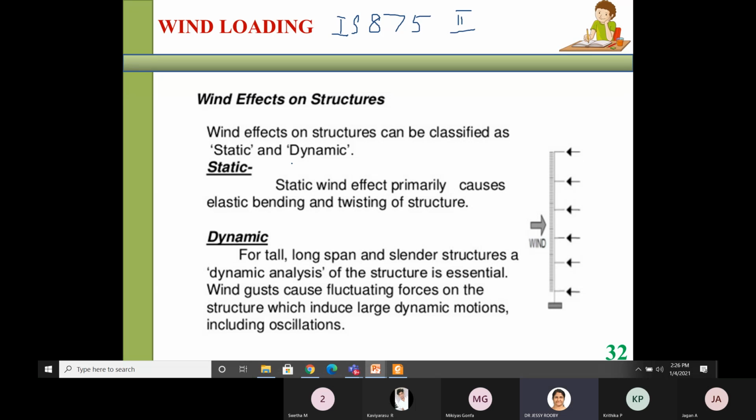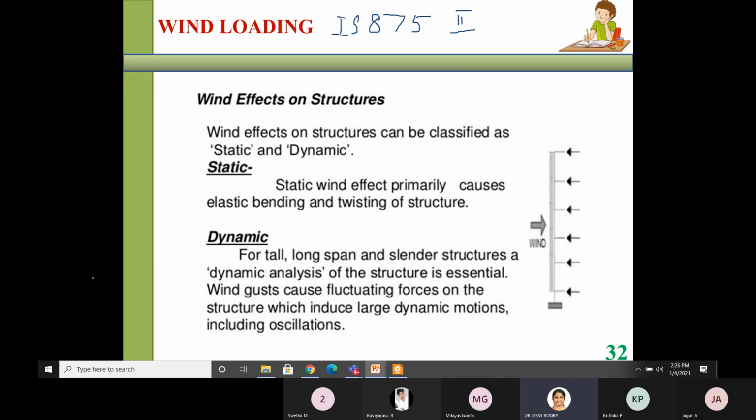Again, the wind effects can be static and dynamic. The static wind effect causes bending and twisting, whereas for tall, long span, slender structures, a dynamic analysis of the structure is essential. So there are many wind loading effects.